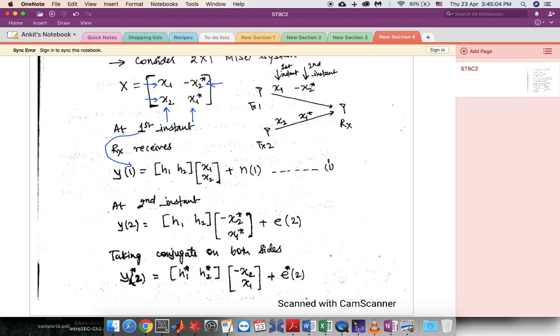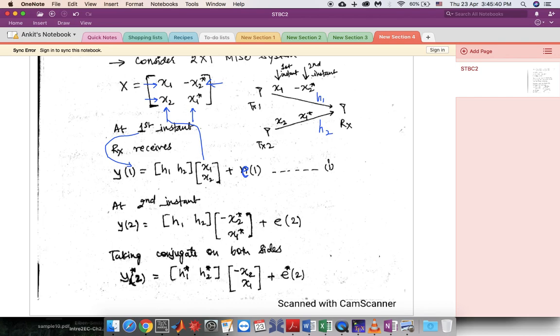Right? h1, h2 are the two wireless channels, from transmitter 1 to the receiver and from transmitter 2 to the receiver, right? x1 and x2 is the first column, right? And this n1, or here we are adopting it as e1. Please rectify all these typing mistakes in the notes, I am going to post it on the WhatsApp group.